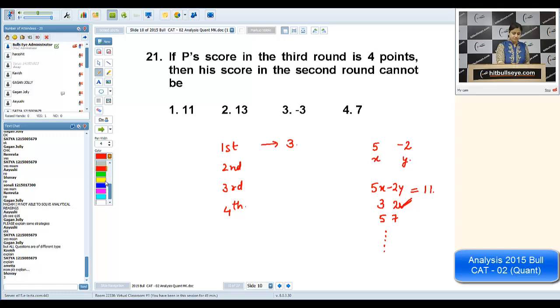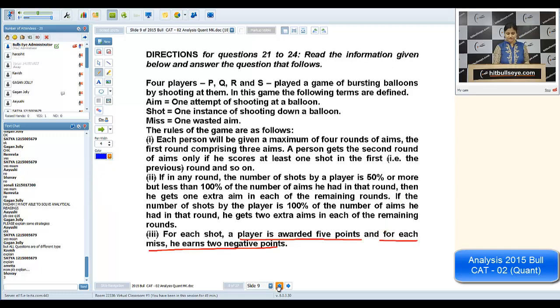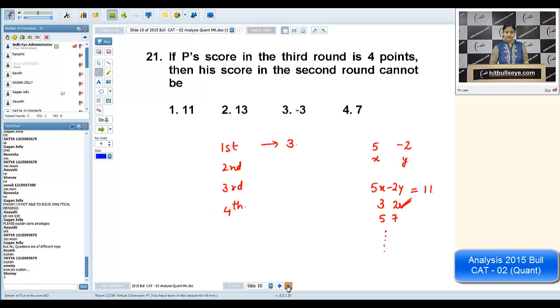Why so? Because once again I'm going to the question. If in any round the number of shots by a player is 50% more but less than 100% of the number of aims he had in that round, then he gets one extra aim. If the shots are 100% of the number of aims he had in that round, he gets 2 extra aims. It means the maximum number of aims you can get in the second round will be 2 extra from the first round. It means the maximum it can take is either 5 or 4.